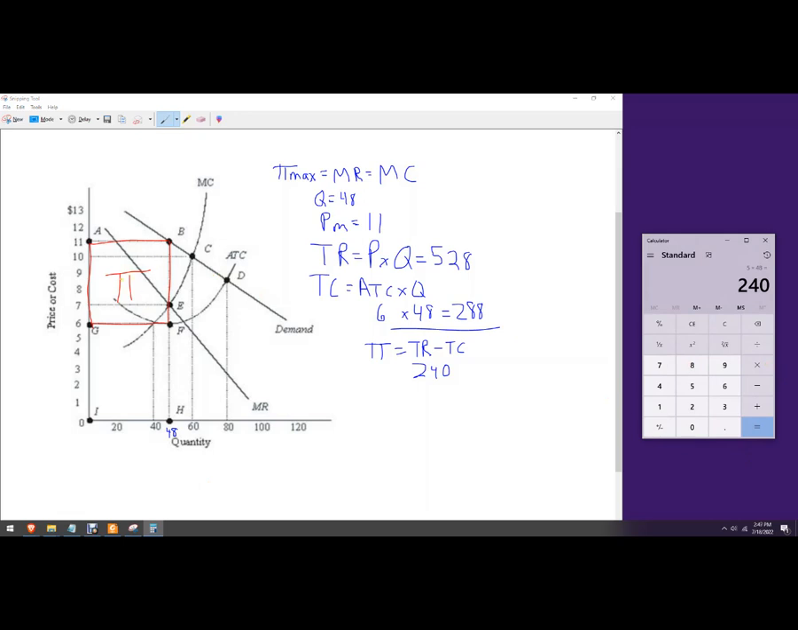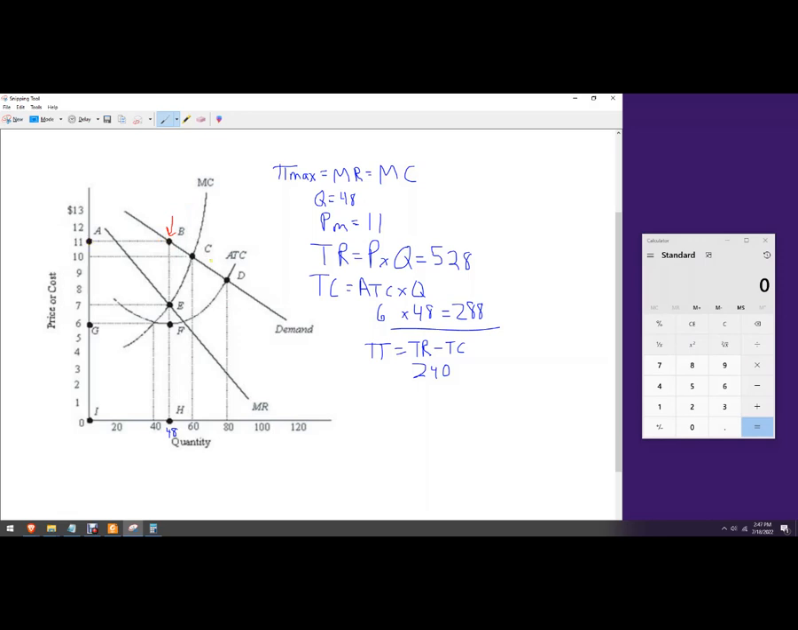Or you could say to yourself, how much profit per unit am I going to earn? That would be the difference between 6 and 11, which is 5. Then multiply that by 48, and you'd get the same answer. So that would work too. You get multiple ways to do that. Now, this is the monopoly outcome, right? They're going to produce 48 units, and they're going to charge 11.